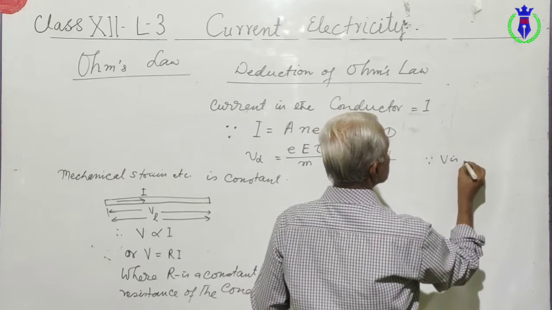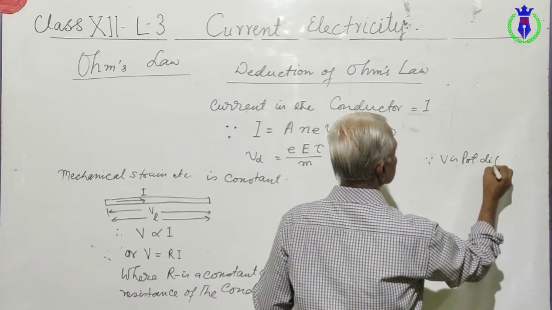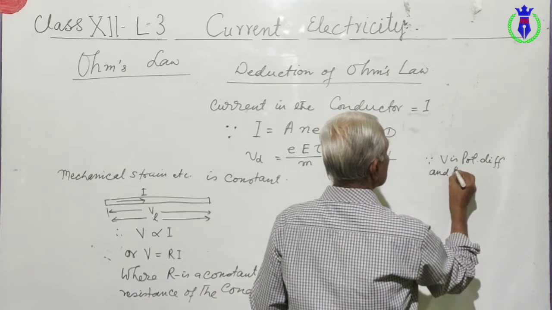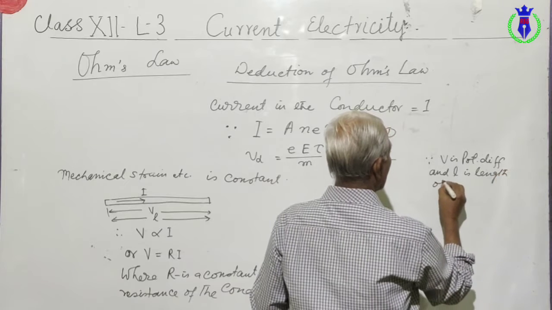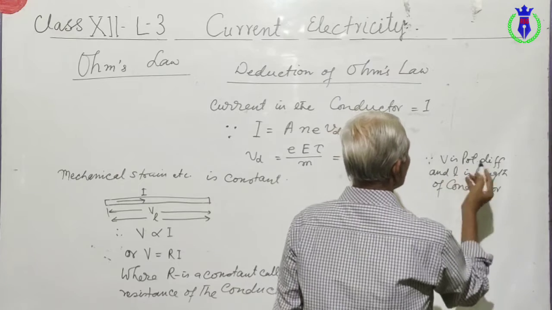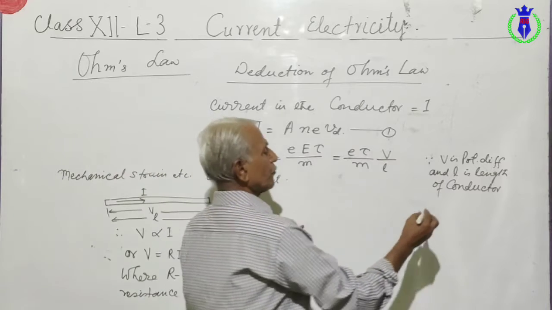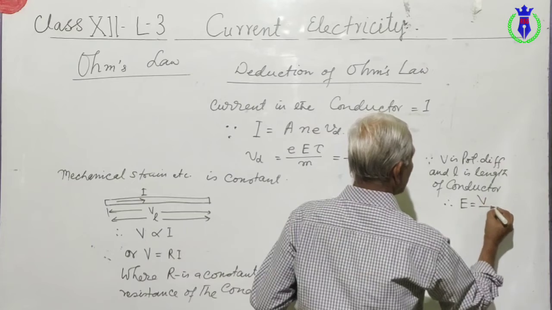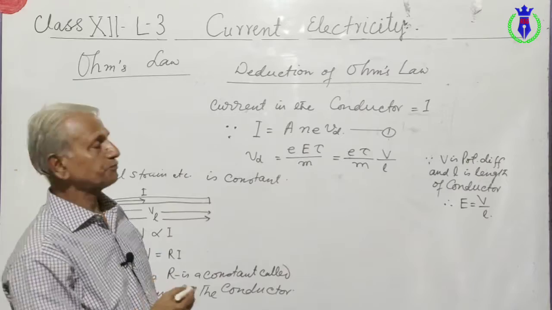V is potential difference and L is length of conductor. V is potential difference and L is length of conductor, and therefore E is equal to V upon L. वो हमने यहाँ E की वैल्यू रख दी V upon L, राइट?